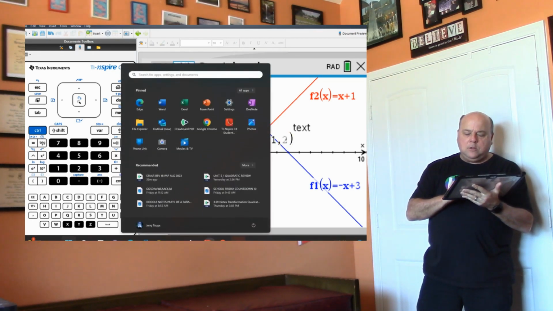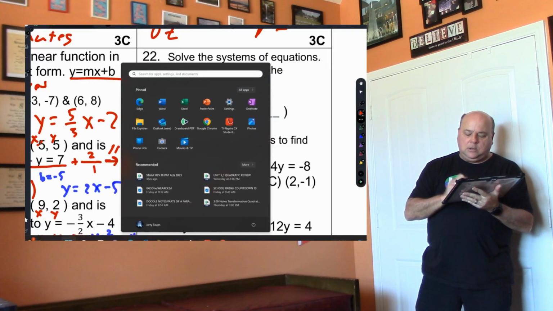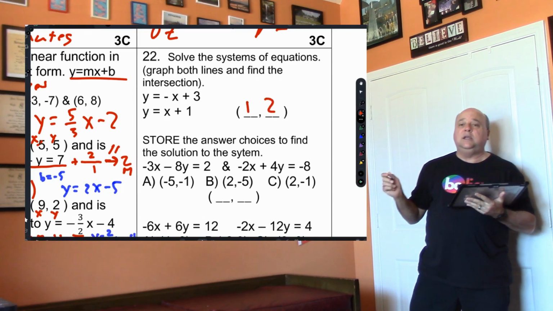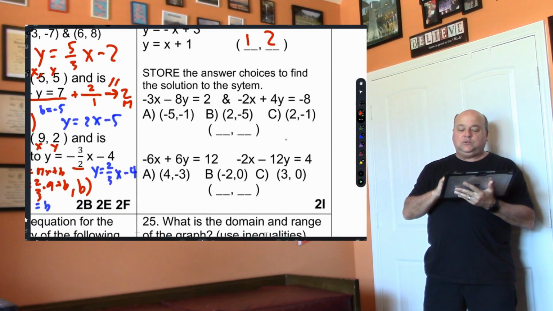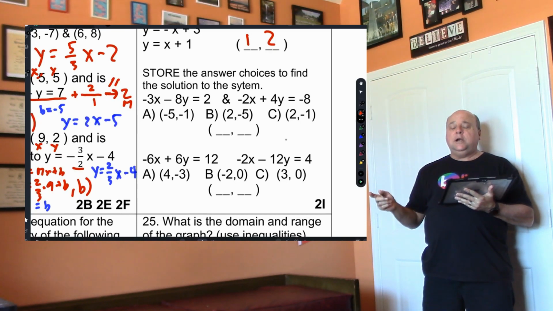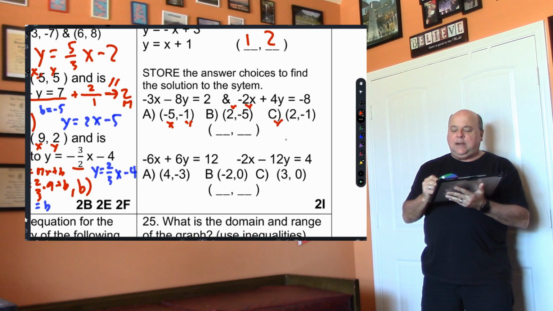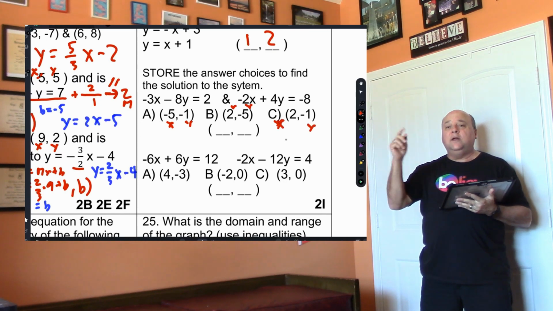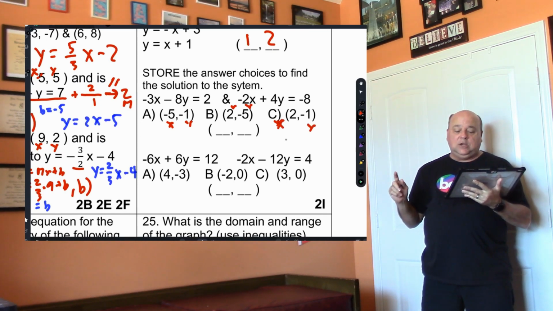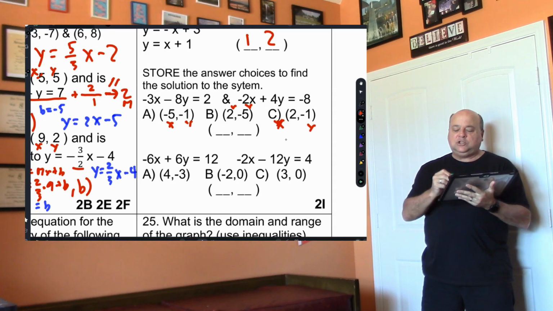So go to your paper. 1, 2 is where the intersection happens. Go to the next one. What we're going to do on the next one is store these for x and y and then type them into the equation. One of them is going to be true. Let me see which one's true so I can save time here. That one won't work. 2 and -5. That one won't work. -5 and 1. It's got to be 2. Yeah, so let's try C.